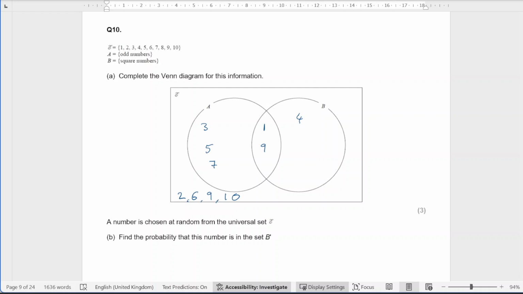So I tend to do it fairly easy for my marker, just as a tip, because your marker's looking for the numbers 2, 6, 9, 10 on their scheme. It has them written in that order, so I tend to kind of list them in the bottom corner. Yeah, so I've just put 9 in both, so I'm just going to take that out. That was my mistake.